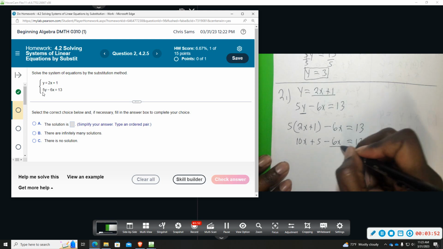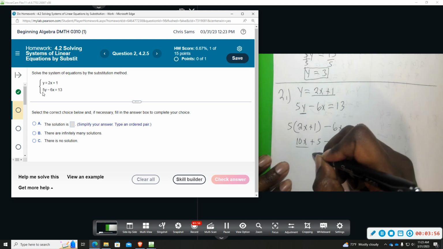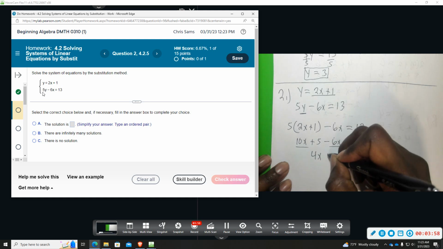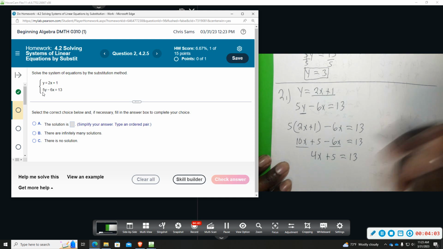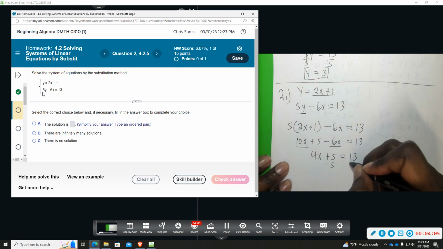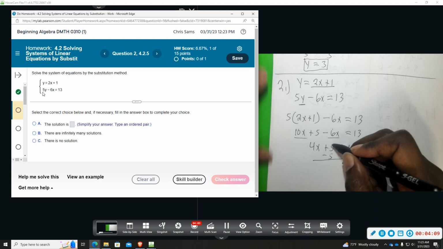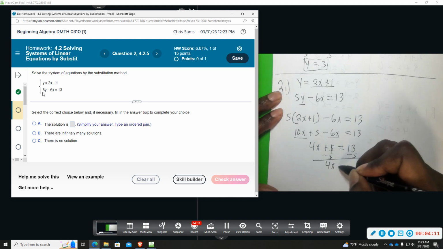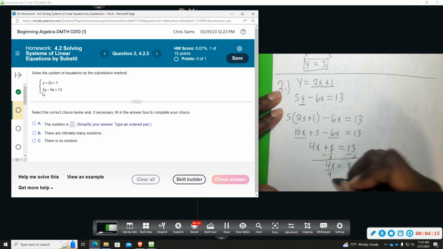I'm going to combine like terms, and that's going to give me 4x plus 5 equals 13. We're going to subtract 5 from both sides. Bring down, 4x equals 8. Divide by 4. And we get x equals 2.